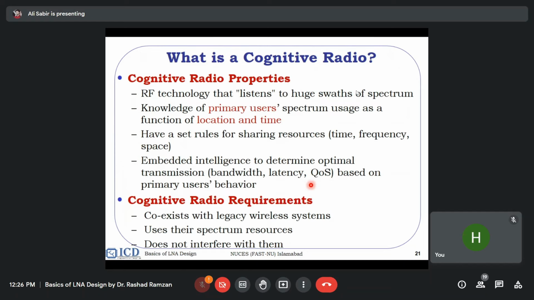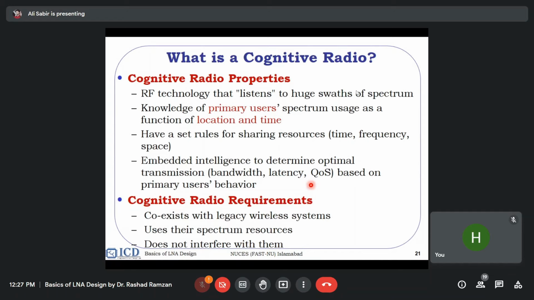So what is a cognitive radio? The cognitive radio is a kind of radio, an RF technology, that listens to a huge swath of the spectrum and has knowledge of the primary user, and also the location and time. And then it has a set of rules which are approved by the government to engage that spectrum for its own transmission. And that's a solution to the scarceness of the spectrum. This concept is called the cognitive radio.